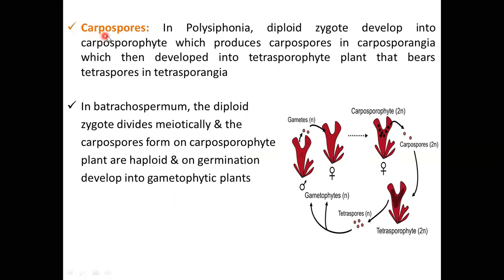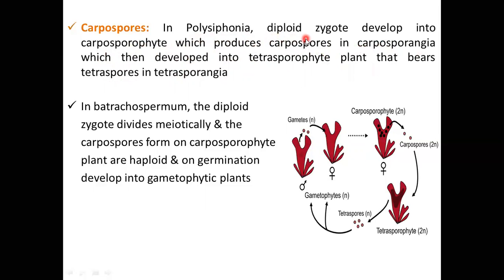The next type of spores found in red algae are known as carpospores. In Polysiphonia, which is a member of red algae, a diploid zygote develops into a carposporophyte. This is a plant which produces carpospores in a sporangia known as carposporangia. And this carpospore then develops into a tetrasporophyte plant that bears tetraspores and tetrasporangia. So carpospores are diploid in nature.